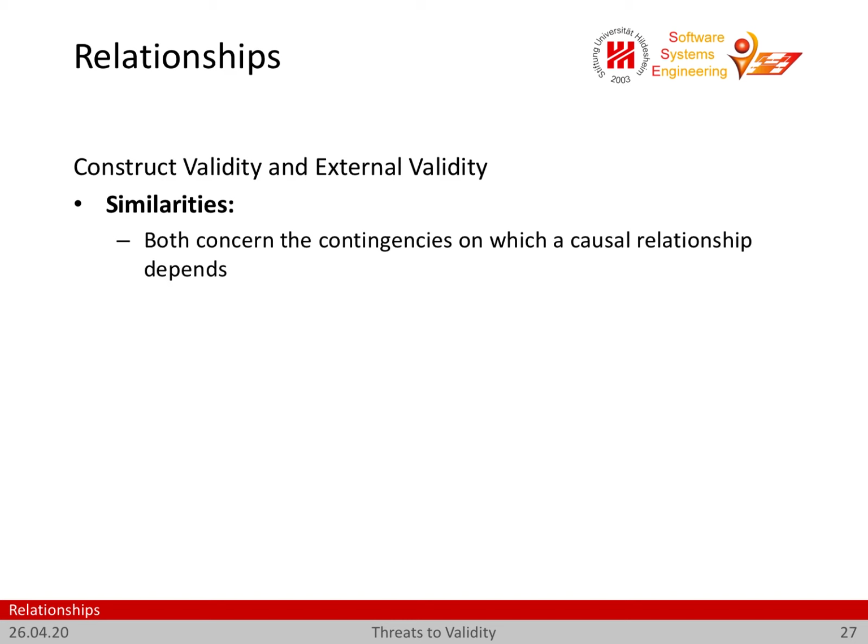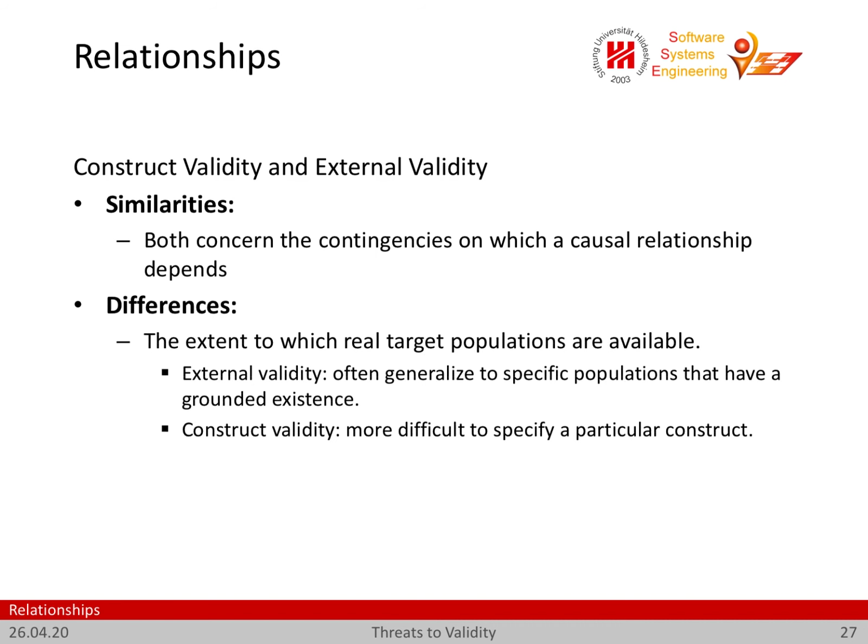Similarly, we have relationships between construct validity and external validity. For example, both concern the contingencies on which the causal relationship depends. So without having those adequate, we cannot draw causal conclusions. There are differences, however, for example, to the extent to which a real target population is available or can be known or understood. In external validity, it's often pretty easy to generalize to specific populations that have a grounded existence, meaning there is a fundamental concept that can be clearly identified, like all developers or so. In construct validity, this is much more difficult because this is really what is the specific kind of group this is representative for.